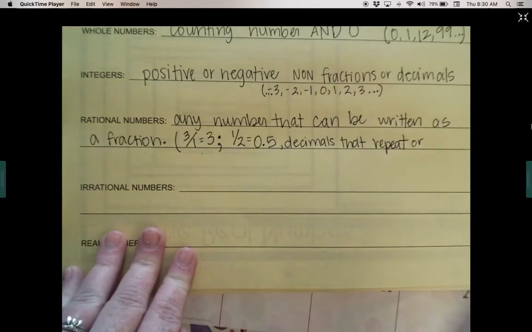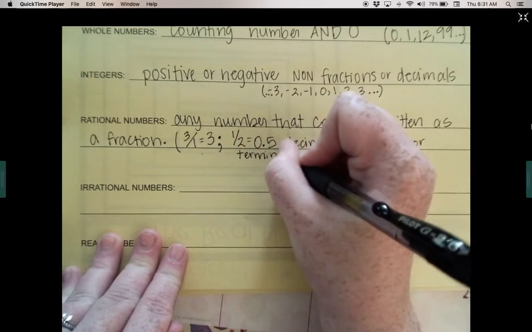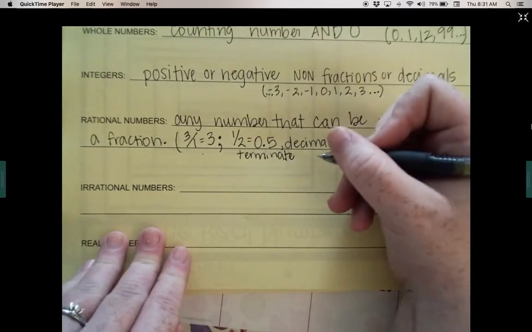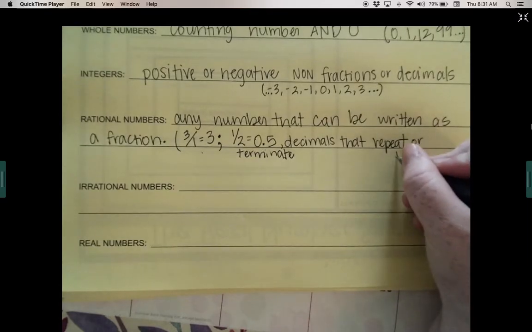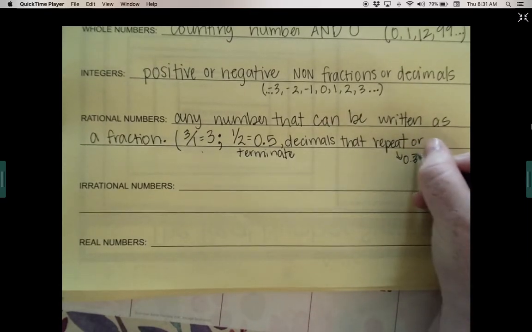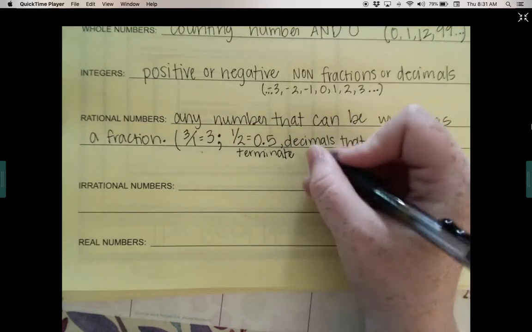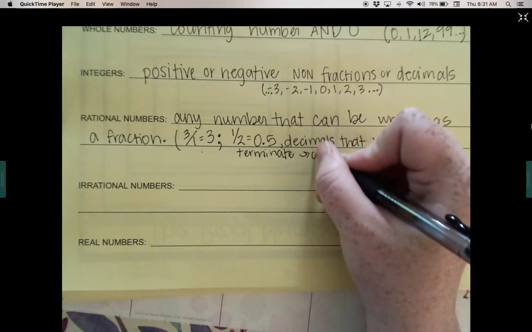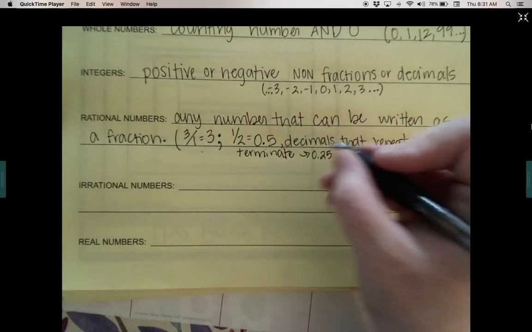Or terminate. I'm sure you've heard of the word terminate in different places. Terminate means end, like you stop. So, for example, a repeating decimal would be 0.3 repeating, whereas a terminating decimal, a good example is actually 0.5, but another one would be 0.25. Like, it just stops. I didn't have to round it. It stopped on its own. Okay?